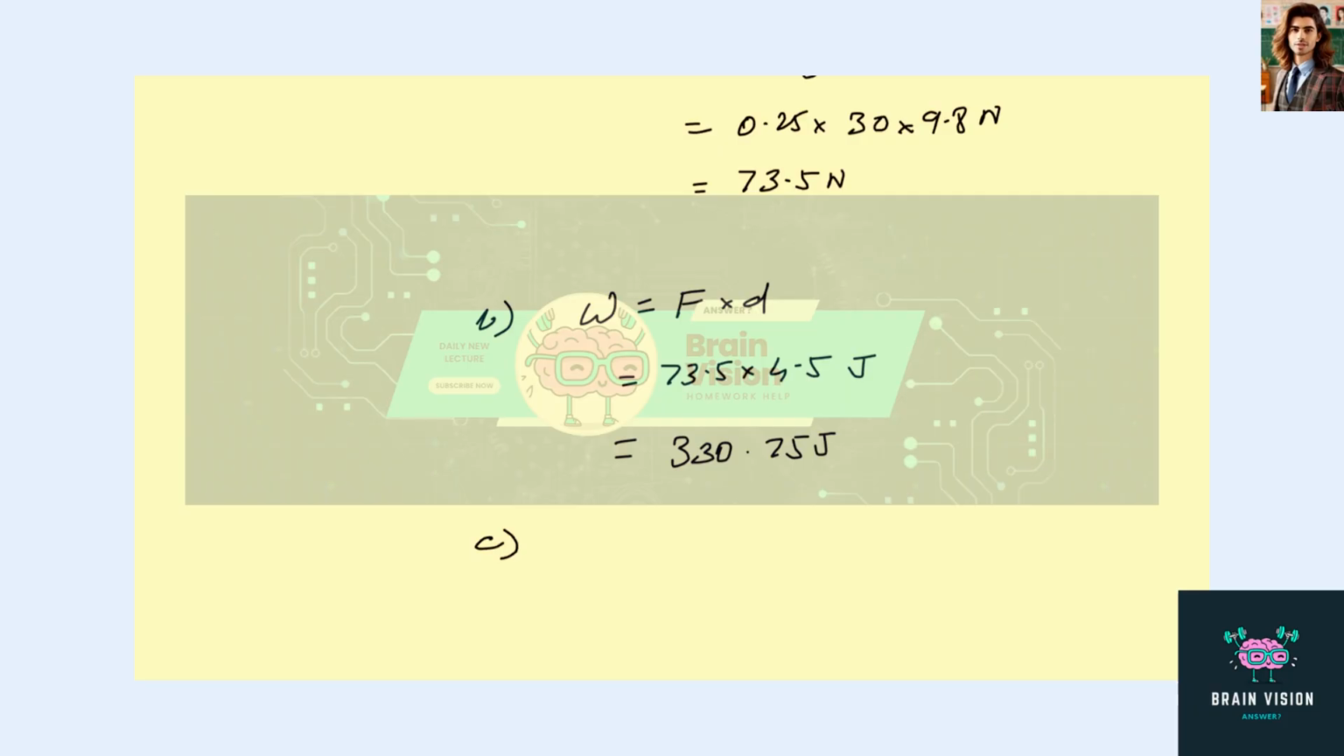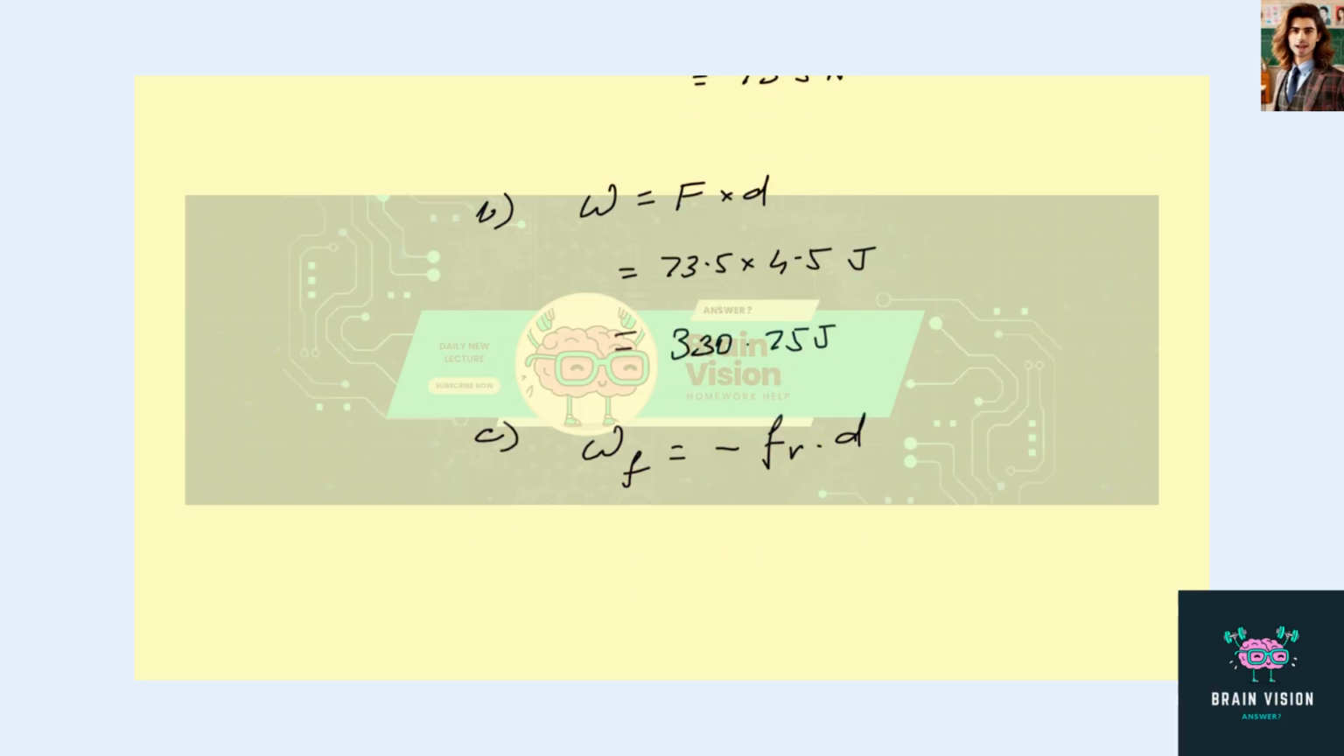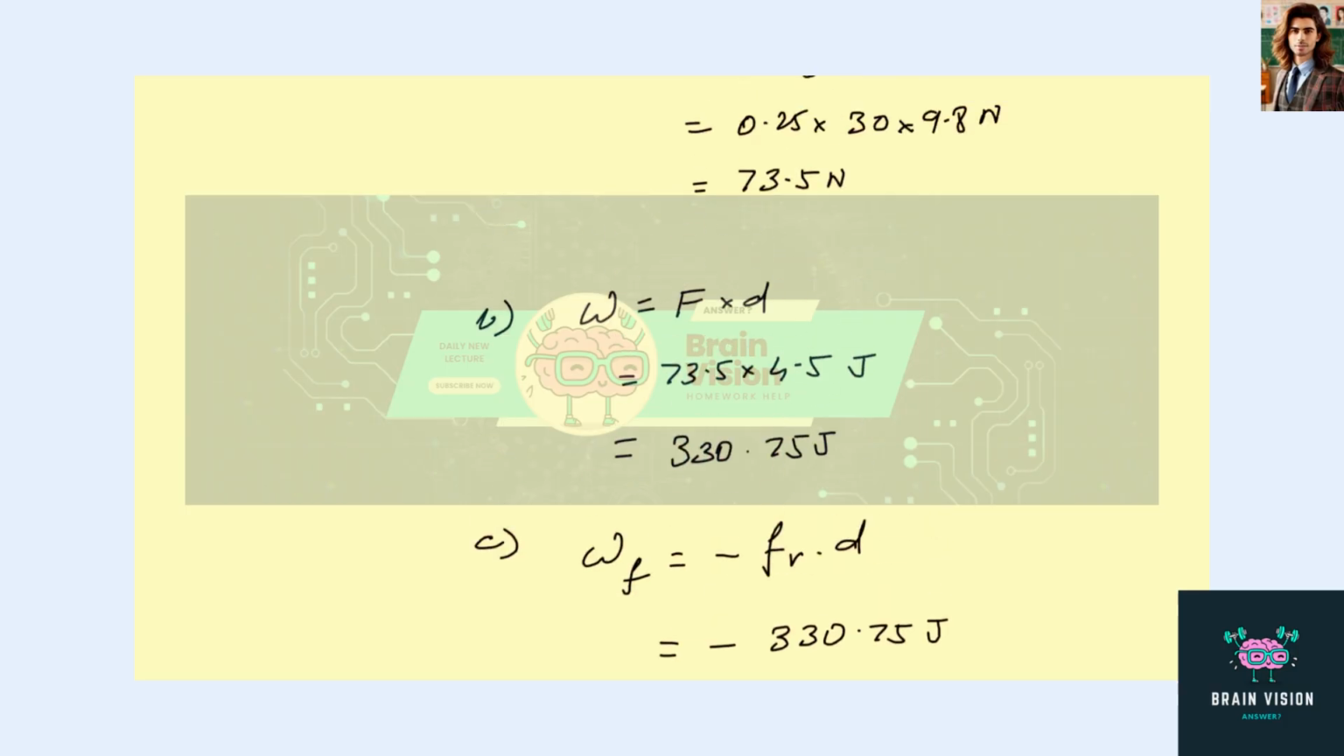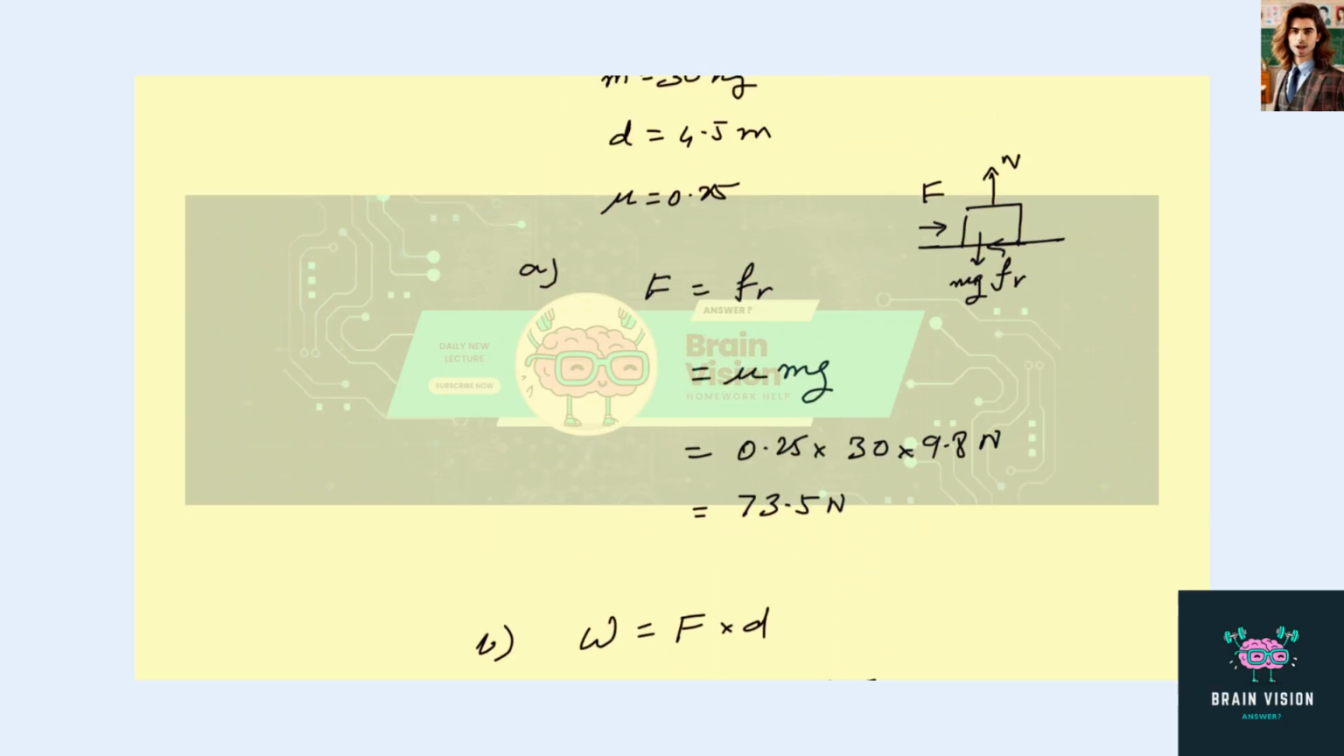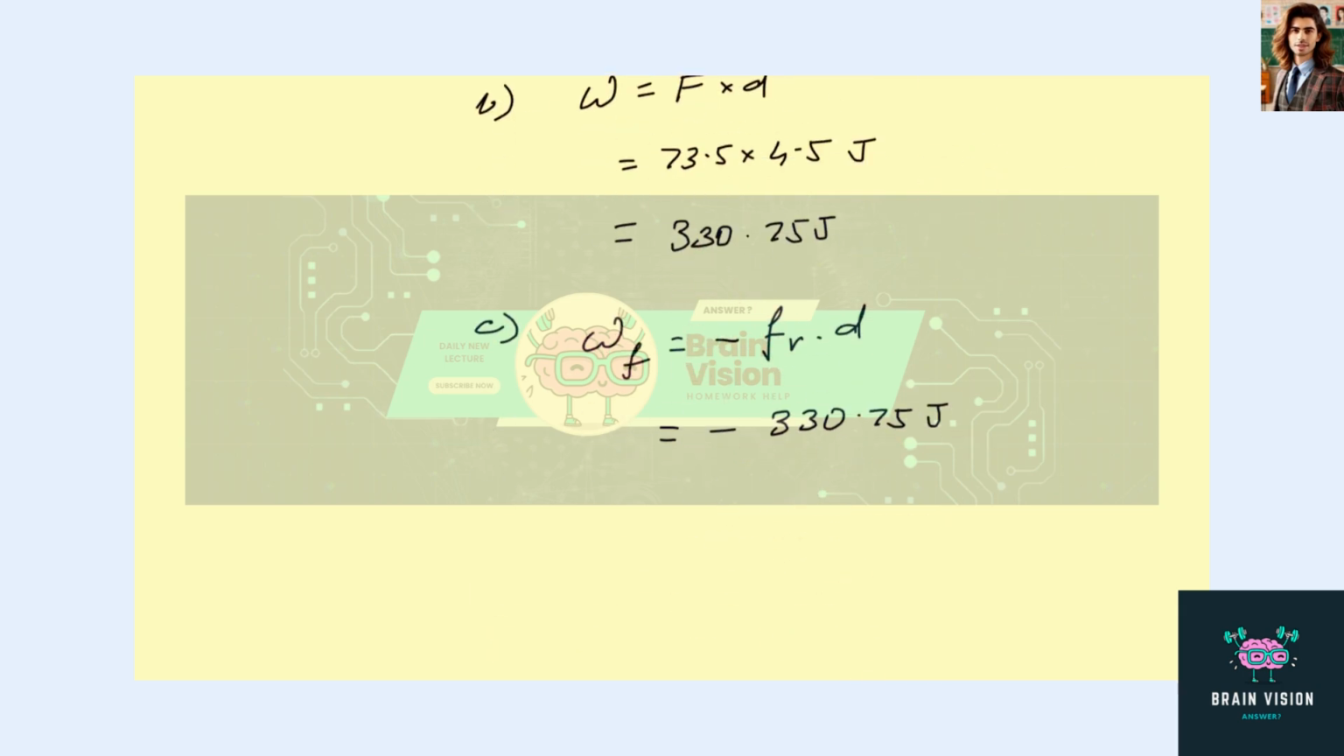How much work is done on the crate by friction? So work done by friction will be equal to the frictional force times the distance d. So it will be simply negative 330.75 joules, because if you see here, the frictional force is acting to the left while the displacement is to the right. So it will be negative work.